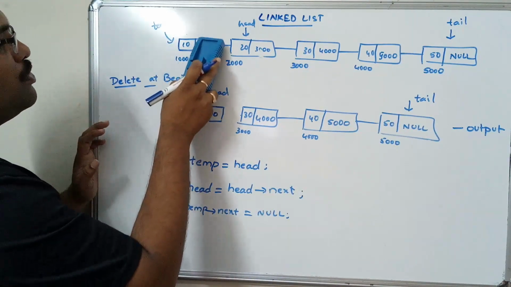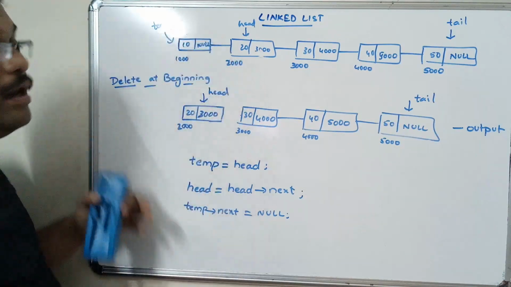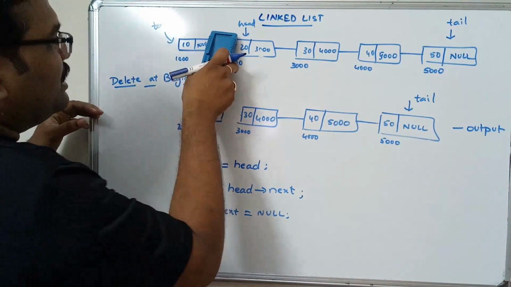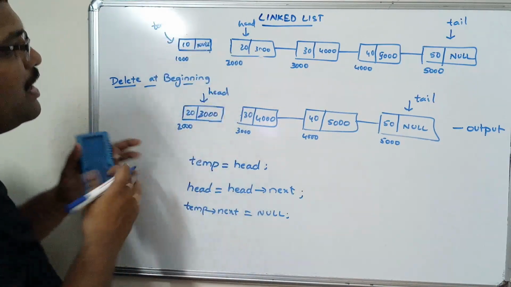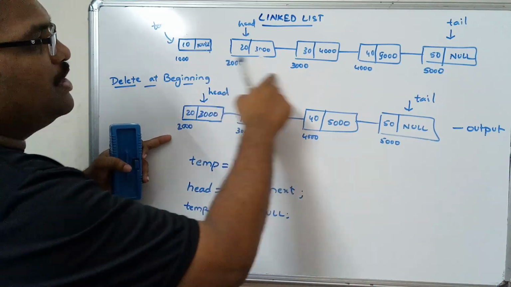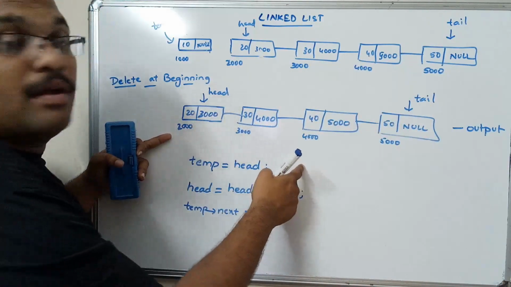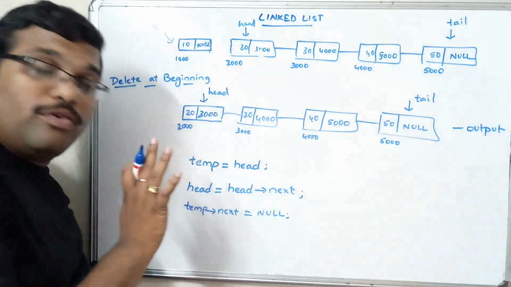Automatically here the 2000 will be replaced with null. Right? So this connection will be disconnected. The connection will be disconnected. So the output will be this one. This one is the output. Right? Hope you understood. So here we have to take care about the execution of a statement.